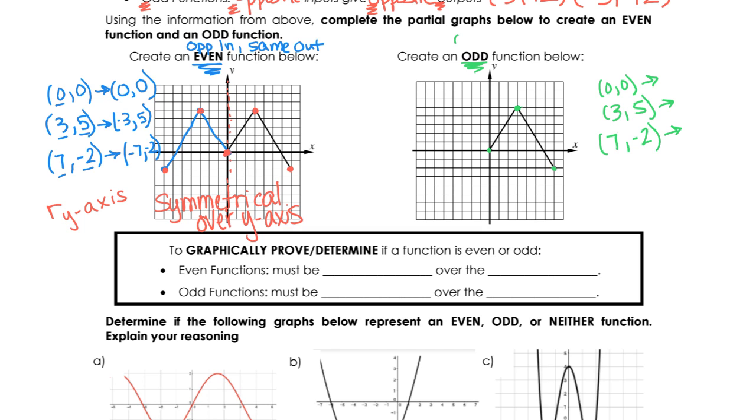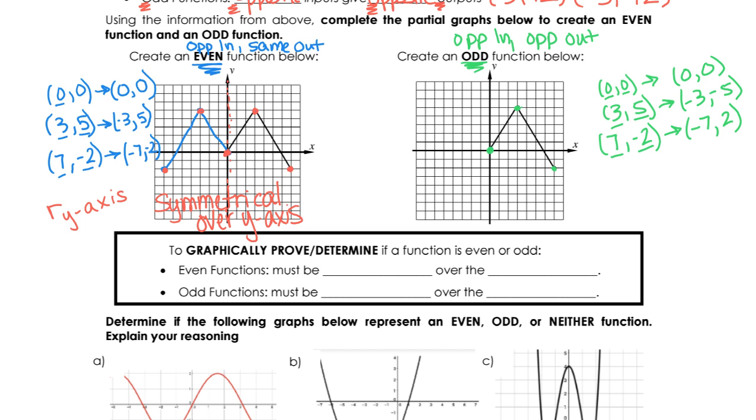And then we're going to use what we know about odd functions. So odd functions, remember, are opposite in, but opposite out. Okay, and so here we go. We're going to start with the last one again. So we want opposite in of 7, which is -7, but we also want opposite out. Opposite of -2 is +2. Opposite in of 3 would be -3. Opposite out of 5 would be -5. Opposite in of 0, again, there is no such thing as -0, so we're just going to keep that as 0. And opposite out of 0, again, no opposite of 0, so we could just say 0.